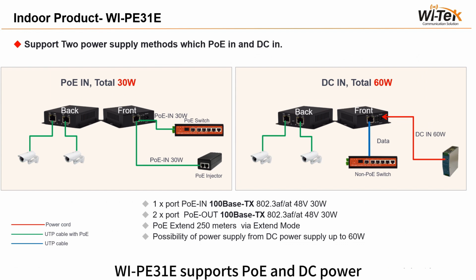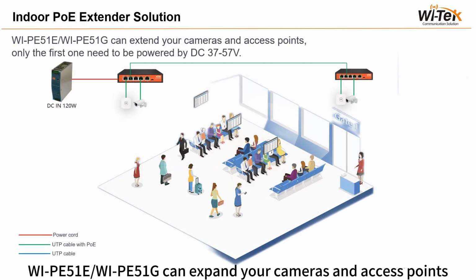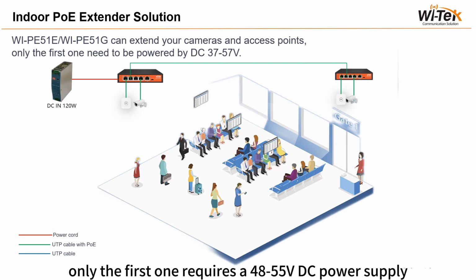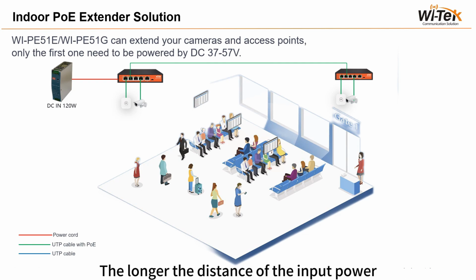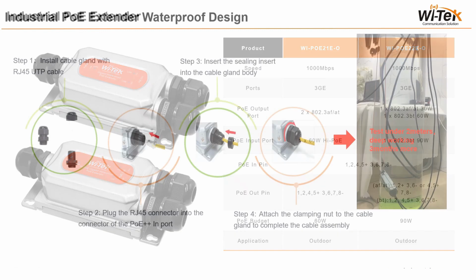WI-PE31E supports PoE and DC in. PoE is 30 watts, DC is 60 watts. WI-PE51E/WI-PE51G can expand your cameras and access points. Only the first one requires a 48 to 55 volts DC power supply. The longer the distance of the input power, the greater the transmission. This is the industrial extender, IP68, plug and play, power budget from 60 to 90 watts.